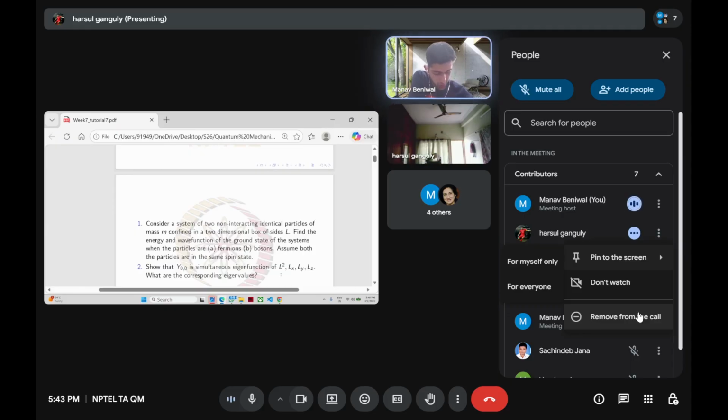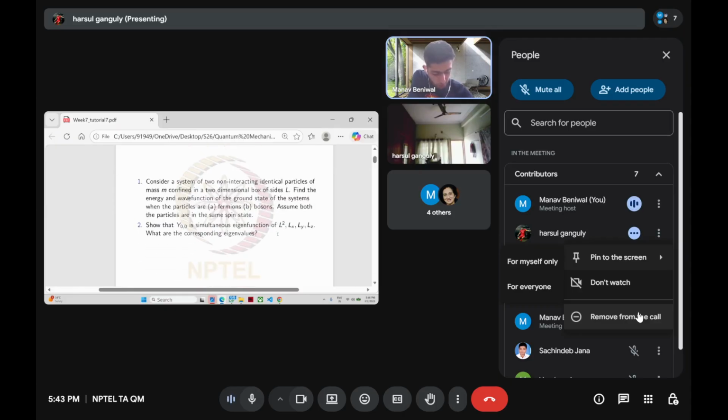Okay, so I'll just give you a hint and then I think you will be able to solve it on your own. It is a similar problem that we have solved today, right? It is a two-dimensional box. We have two non-interacting identical particles and we have to find the energy and the wave function of the ground state of the system. We have two cases, fermions and bosons. Assume both the particles are in the same spin state.